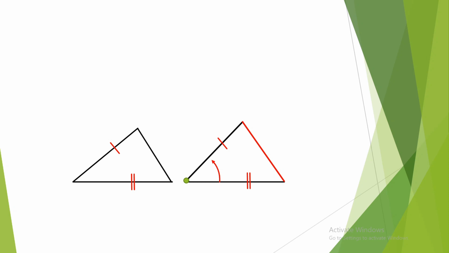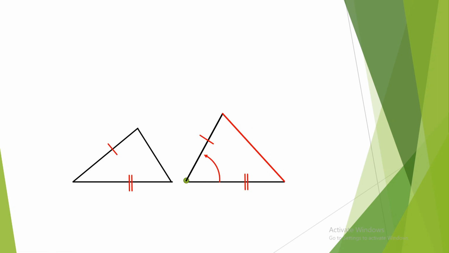Considering the included angle and its opposite side, and without changing the position of the first triangle, this figure shows that when we increase the included angle, the opposite side also increases. So if the included angle of one triangle is larger than the included angle of the other triangle, then its opposite side is also longer than the opposite side of the other triangle.